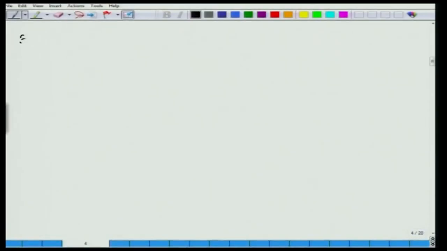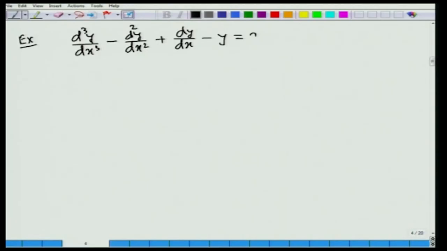Now, here another example is d3y dx3 minus d2y dx2 plus dy dx minus y, this is equal to x, where the given initial conditions are y 0 equal to y dot 0, this is equal to 0, and y double dot 0, this is equal to 1.